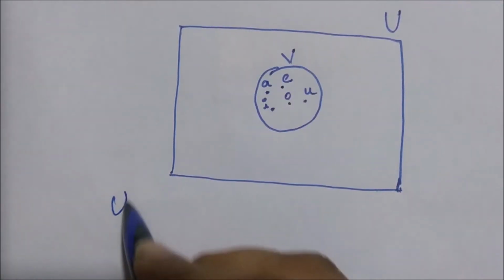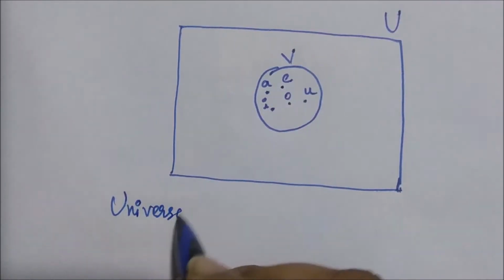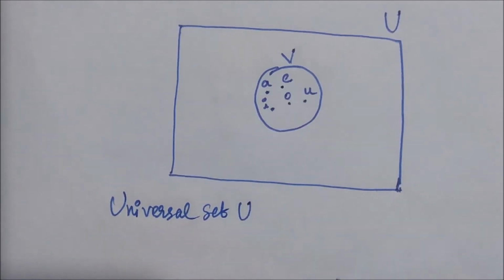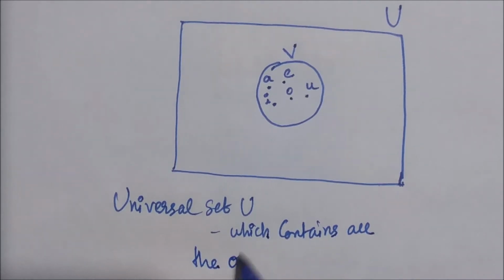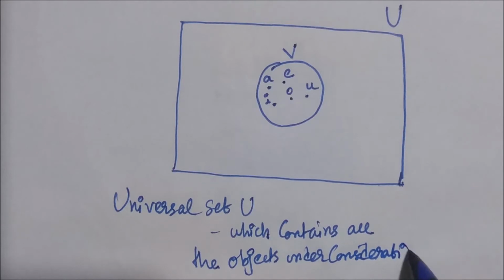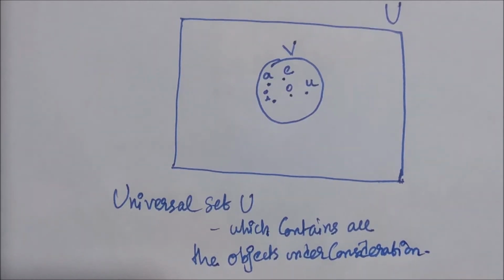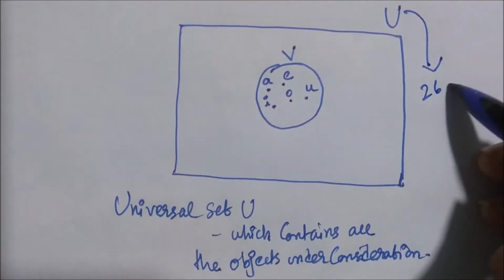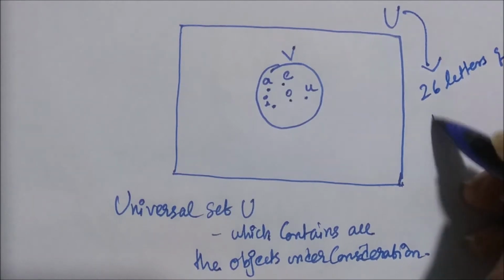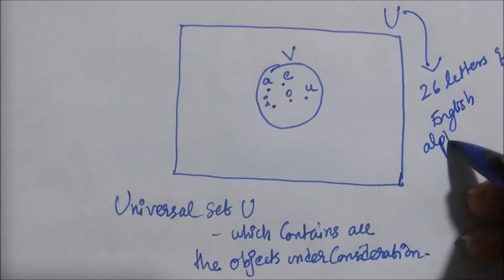Now a set is represented using a circle inside this rectangle. The set we are looking at is set V, which has A, E, I, O, U. Inside the circle we represent each element of that set using a point. So that's how we represent a set graphically. The universe is represented using a rectangle, and it contains all the objects under consideration. Basically circles or other geometrical figures are used to represent a set, and sometimes points are used to represent a particular element in the set. This is how a Venn diagram typically looks.